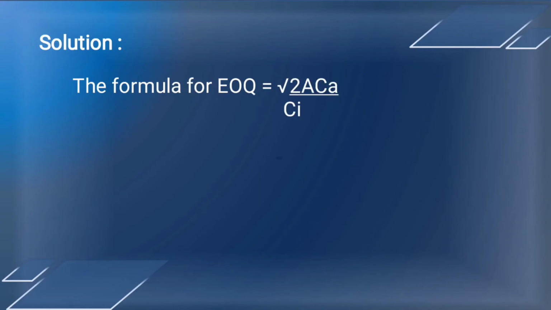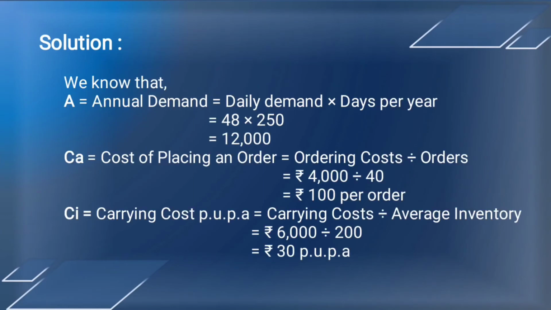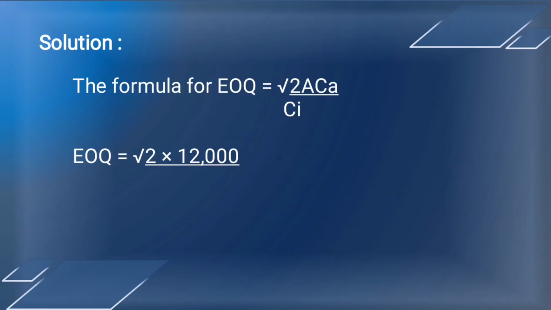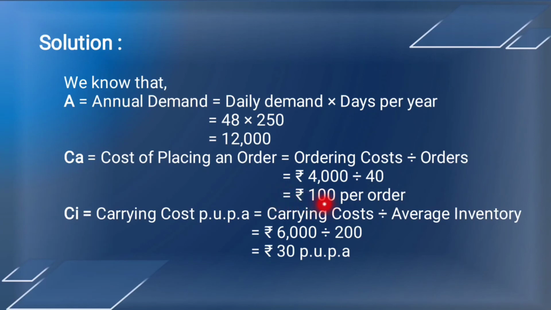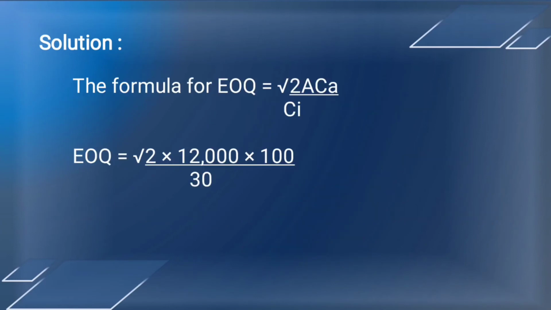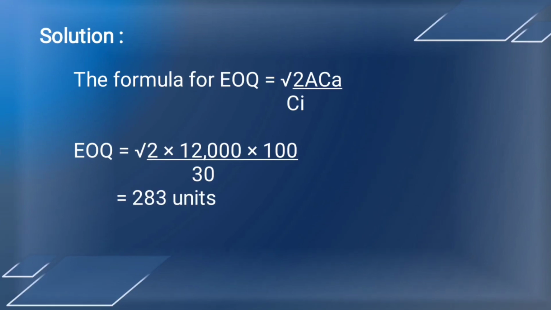So now we'll calculate EOQ. The formula for EOQ is under root 2ACA divided by CI. So EOQ is equal to under root 2 into A, which is 12,000, into CA, which is 100 per order, divided by CI, which is rupees 30 per unit per annum, which will be equal to 283 units. So the EOQ is equal to 283 units.